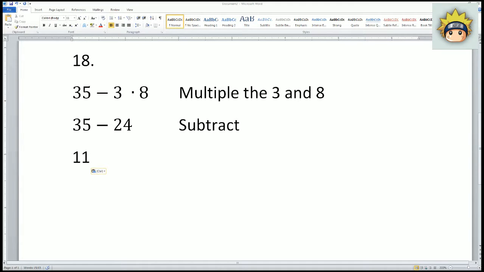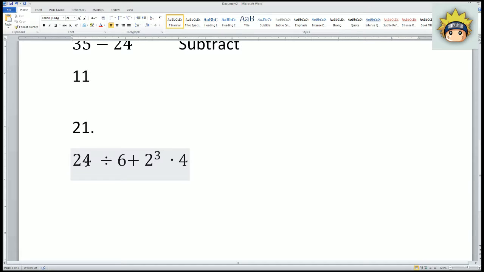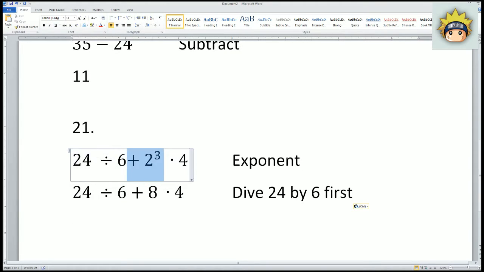Let's move on to number 21. 21 gives us this expression. It reads 24 divided by 6 plus 2 to the power 3 times 4. Following the order of operations, we do the exponent first, which is 2 cubed. 2 cubed is 2 times 2 times 2, which becomes 8. So right here the 2 cubed became the 8. I can make that red for your reference.